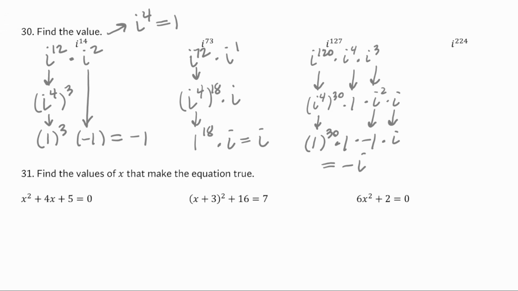And i to the 224, I feel like this one's going to be divisible by 4. So let's just see what happens if I divide 224 by 2. I'm going to get 112, and that's going to be 56. Yeah. So I know I can just multiply 56 by 4 to get 224. So I'm going to say that this is equal to i to the 4 to the 56th power. But we also know that i to the 4 is equal to 1. So I'm just going to get 1.